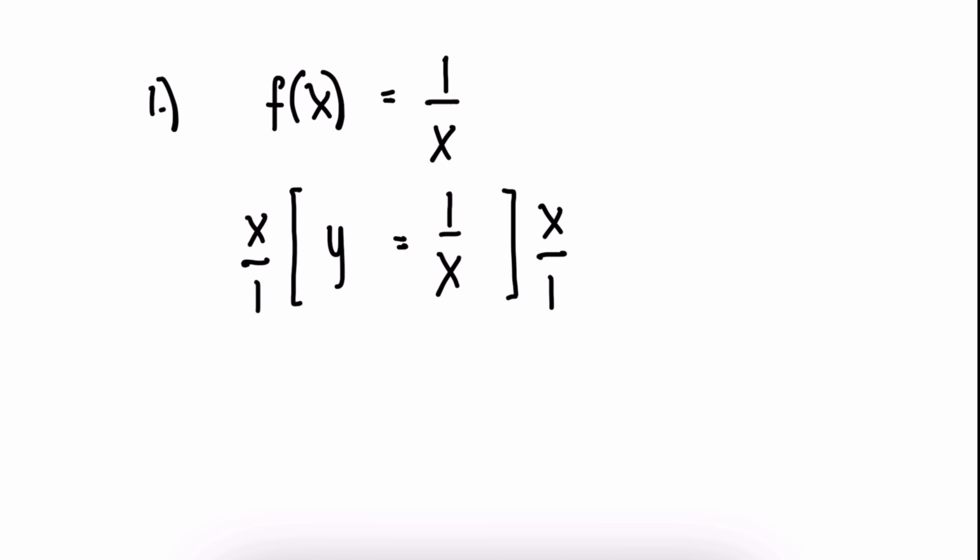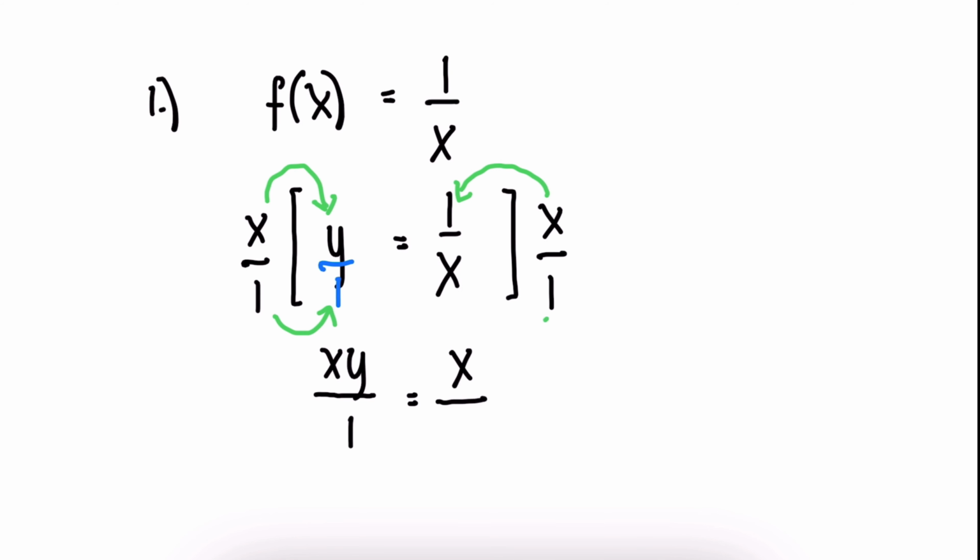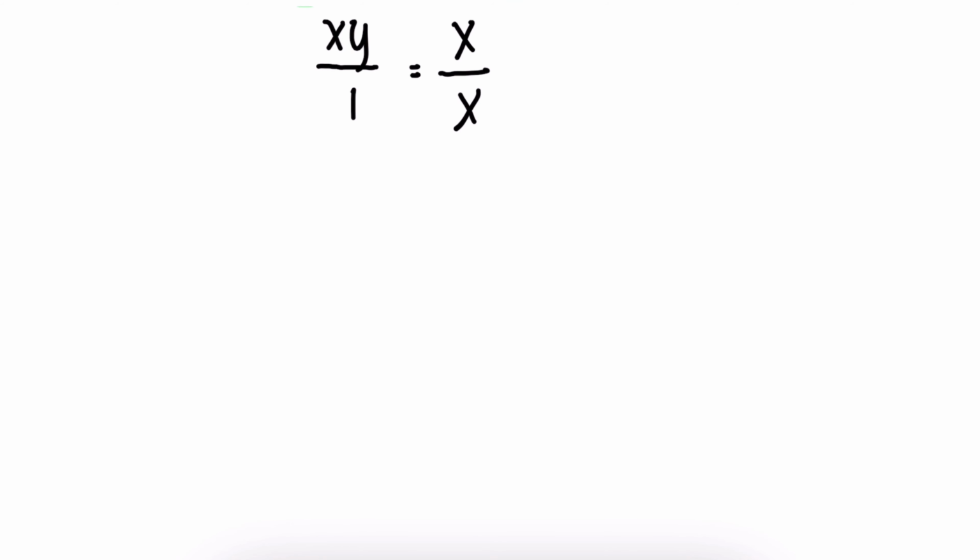Next, since you're solving x in terms of y or x form, on the left side of the equation, x multiplied by y, that is equal to xy. 1 multiplied by 1, that is equal to 1. On the right side of the equation, x multiplied by 1, that is x. Then 1 multiplied by x, that is equal to x. Simplify, xy over 1 is equal to x over x. So the equation now is xy is equal to 1.